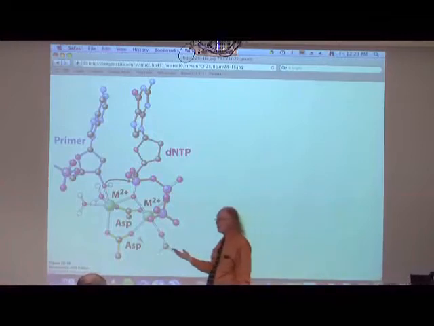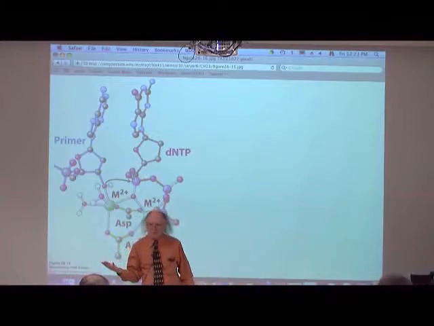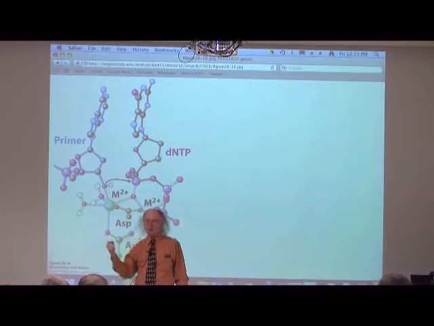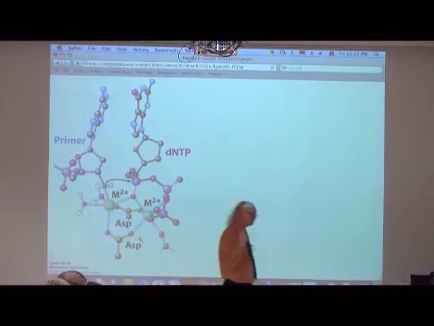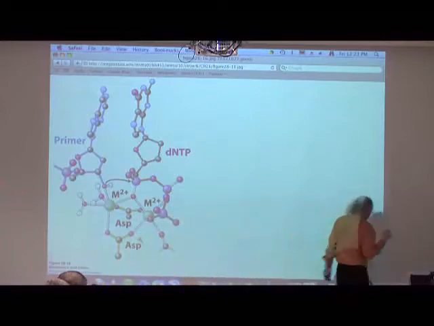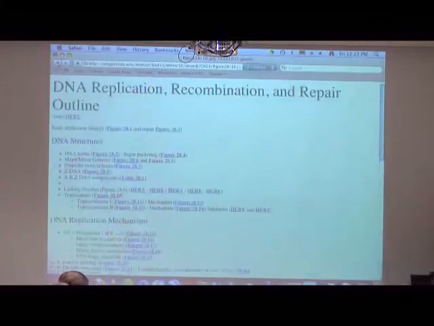Anybody remember from last term why that's important? They get broken down for the reaction. They do get broken down in a subsequent reaction, and that helps to pull the DNA polymerase reaction forwards. Okay? Very cool. All right. So that's what's happening during the catalysis, that is the making of the phosphodiester bond.